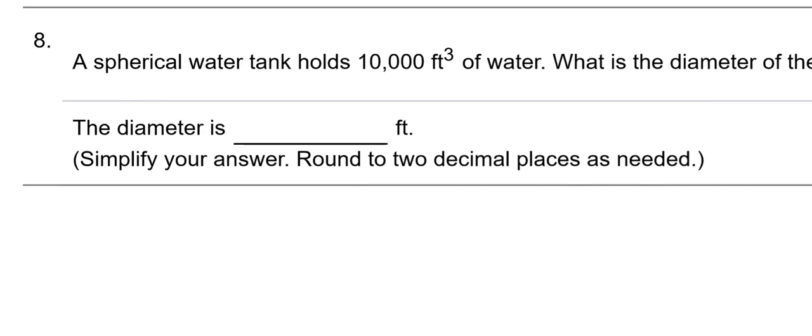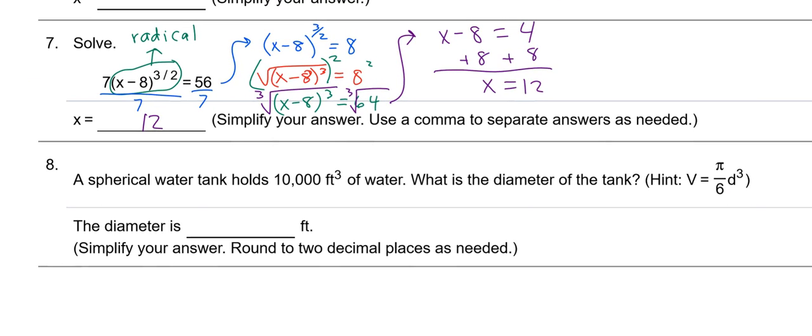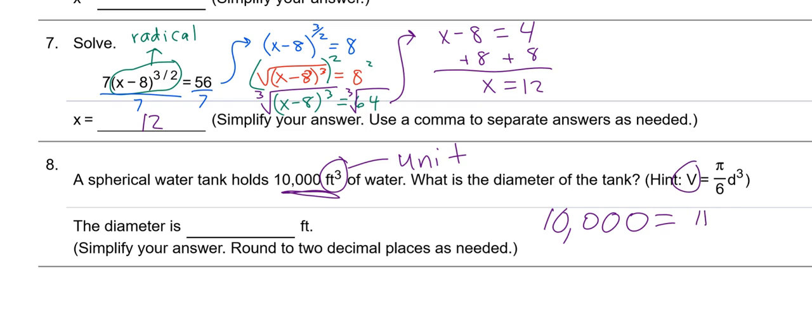I've been checking all day, so let's do question 8. Now, a spherical water tank holds 10,000 cubic feet of water. Is that feet cubed a unit, or is it telling me that I'm supposed to take 10,000 times 10,000 times 10,000? It is a unit. Do not think that that means I have to raise it to the third power. So we have 10,000 cubic feet of water. That is the volume. They've given me this cool formula to use.